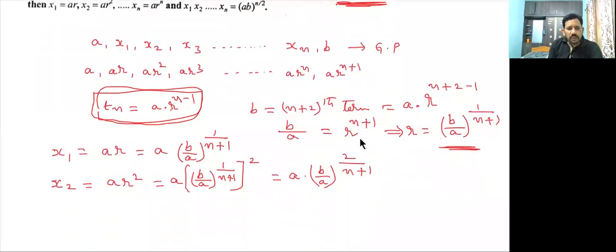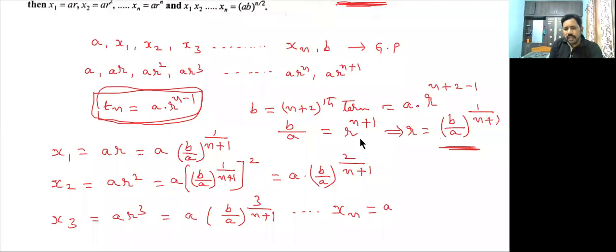Similarly, what is x3? Tell me. Directly I am writing, that is AR cube, that is equal to A into (B by A) whole power 3 by n plus 1, and so on. Xn, how to find? That is A into R power n. We get A into (B by A) whole power n by n plus 1. This is nth geometric mean. This is third geometric mean. This is second geometric mean. This is first geometric mean.